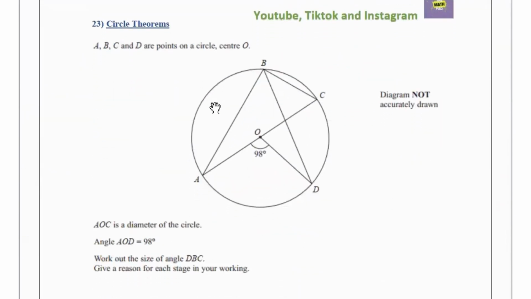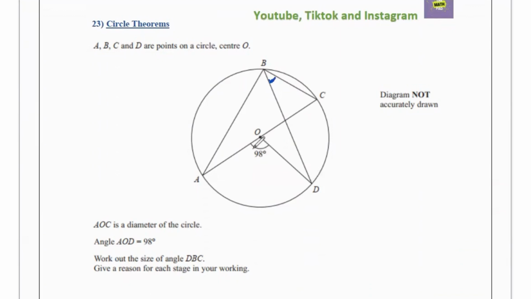Then it says that A, B, C and D are points on a circle, center O. AOC is the diameter of the circle. Angle AOD is 98 degrees. Work out the size of angle DBC. Give a reason for each stage in your working. DBC, we have to find this angle.